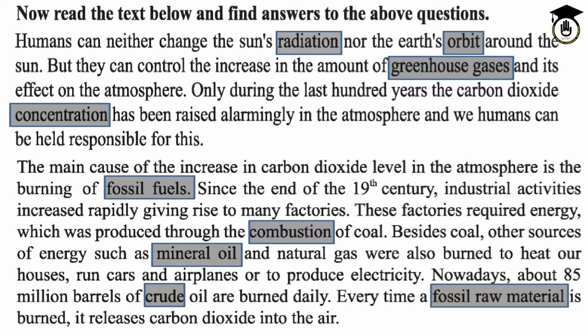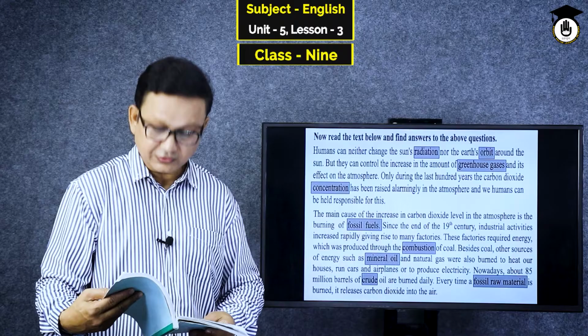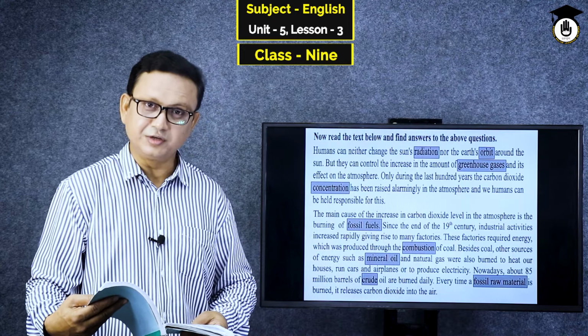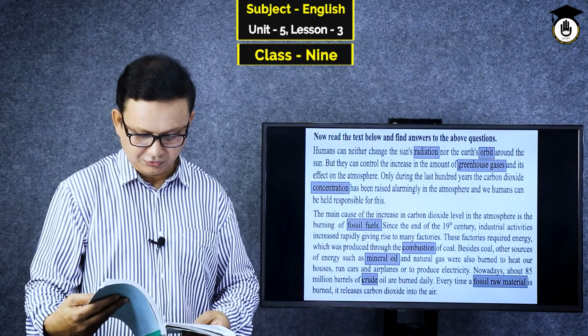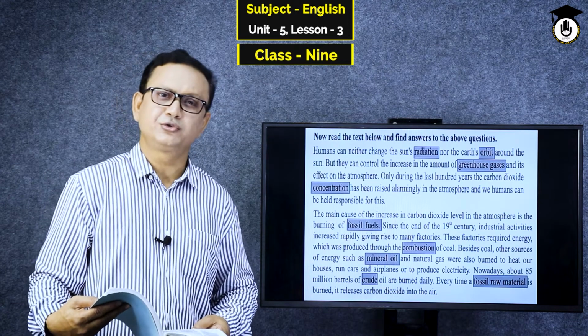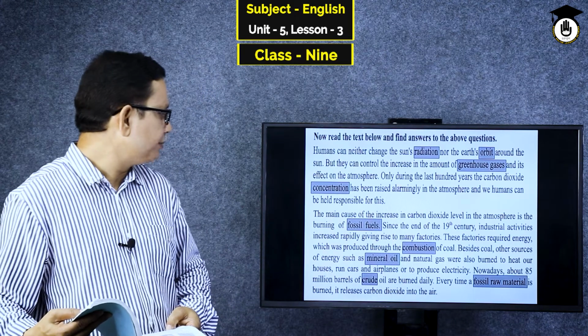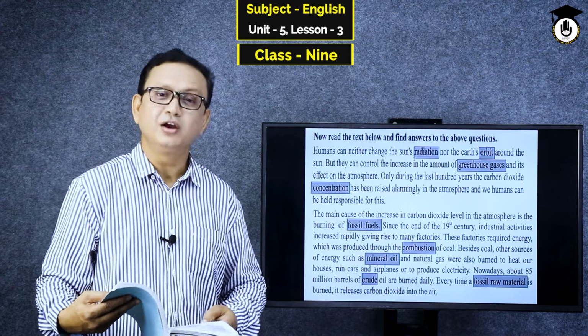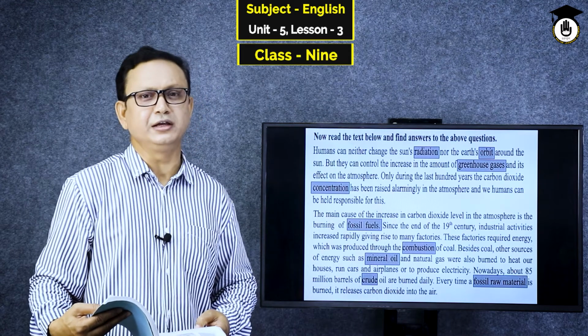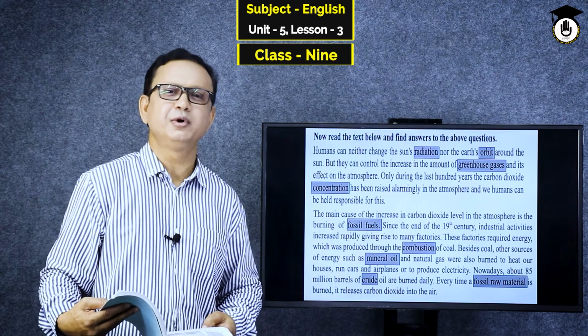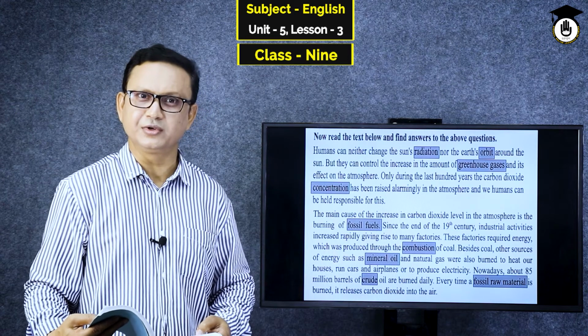So every time a fossil raw material is burned, it releases carbon dioxide into the air. So fossil raw material, what does it mean? It means that type of materials which include coal, petroleum, natural gas, etc. So whenever we burn this type of fossil raw material, then what happens? Then we release a huge amount of carbon dioxide in the atmosphere.